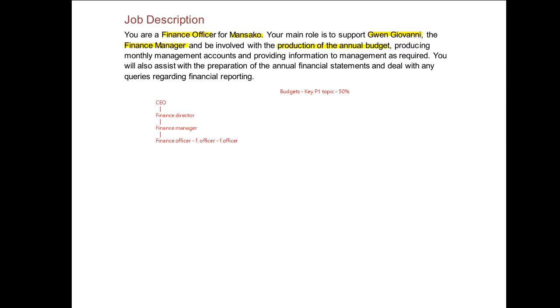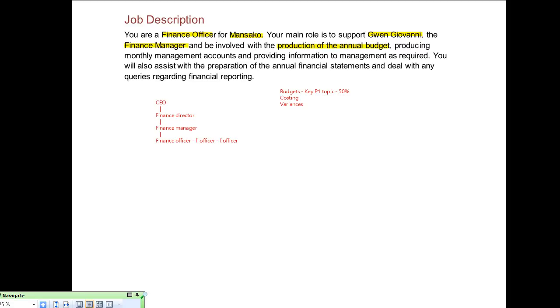But of course, budgets aren't a topic in and of themselves. Budgets also relate to things like costing, and costing relates to variance. So there, straight away, we've got this link into P1 topics, and the core P1 topics that come up again and again are budgets, costing, and variances. Okay, let's continue on then.